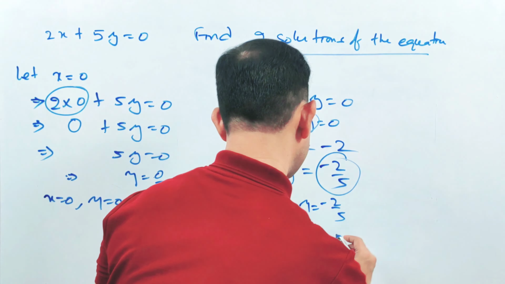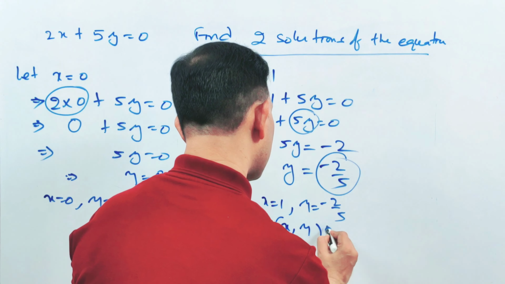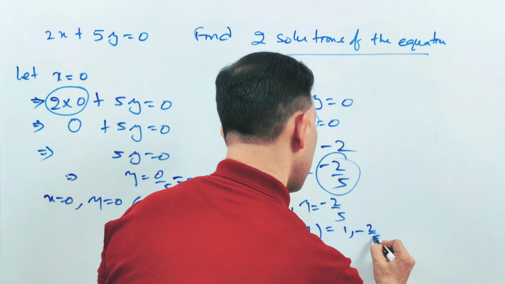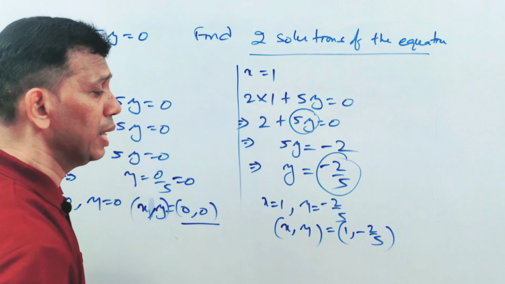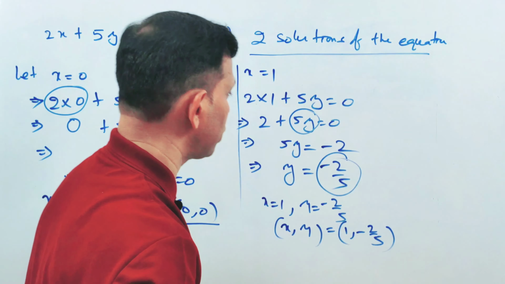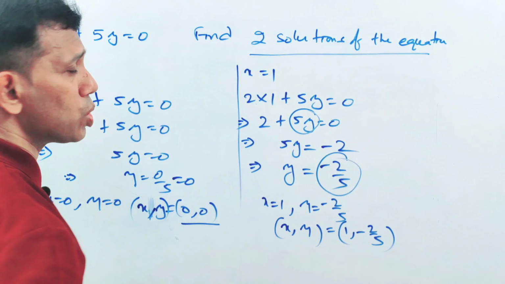You can again write this as a coordinate pair: x comma y is equal to 1 comma minus 2 by 5. This is the abscissa and this second one is the ordinate. This is the x coordinate and that is the y coordinate. So this is how I have found two solutions.